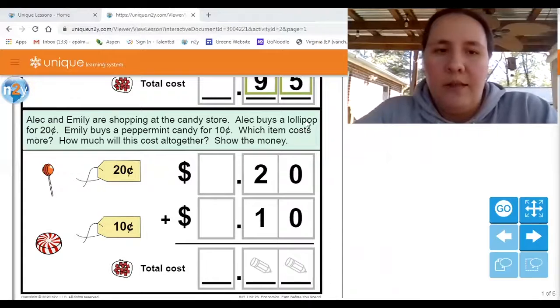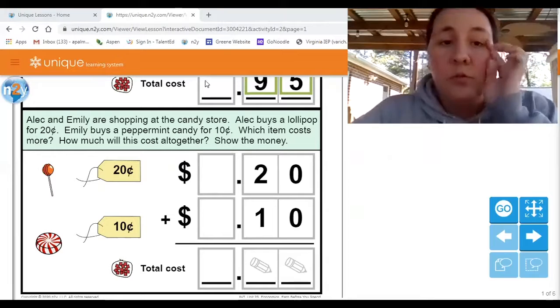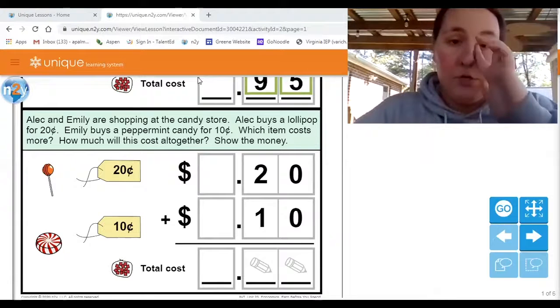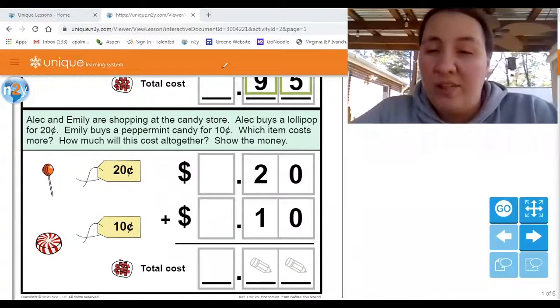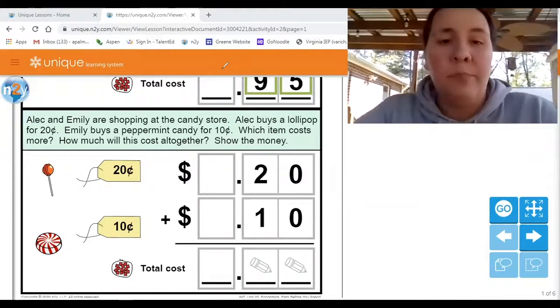Alec buys a lollipop for 20 cents. Emily buys a peppermint candy for 10 cents. Which item costs more? How much will it cost altogether? So let's underline our important details first. So I always said, or Miss Daly said, we always need to underline the amount of money first so that we know our numbers we need.